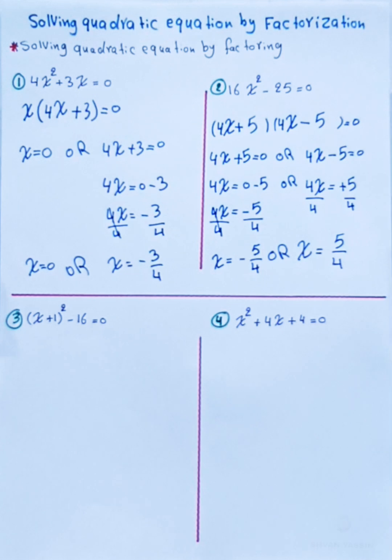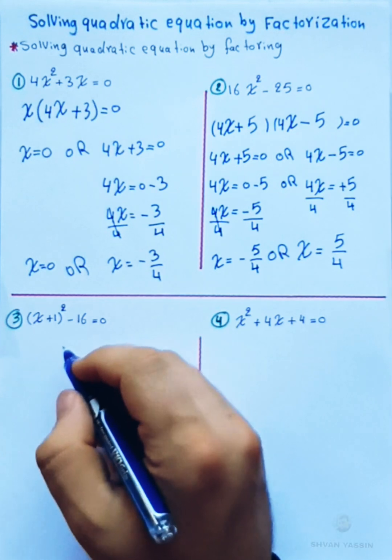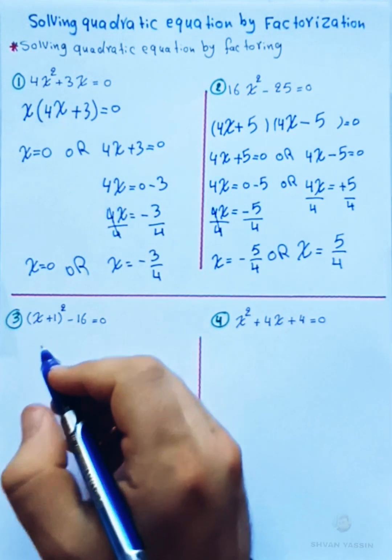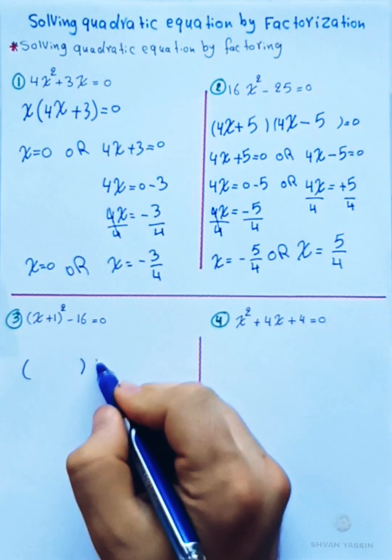Example number 3, we have x plus 1 to the power 2 minus 16 equal to 0. Again, this is the difference between two squares, so we have to use the difference of two squares rule. You can draw two parentheses.